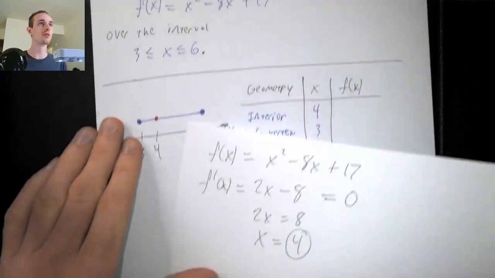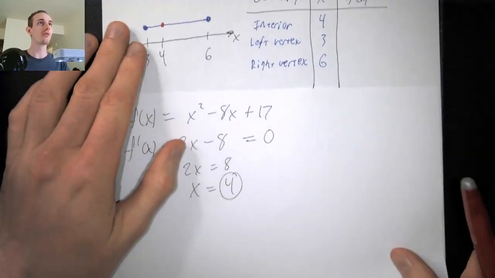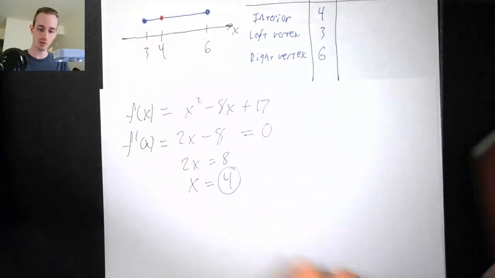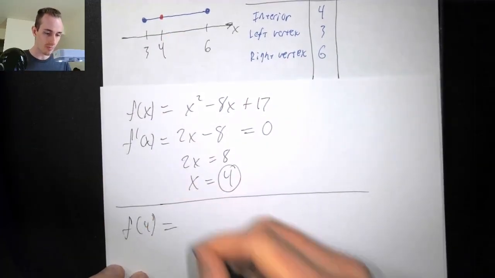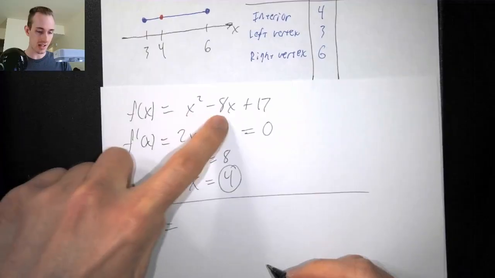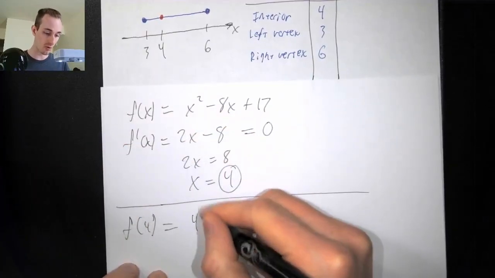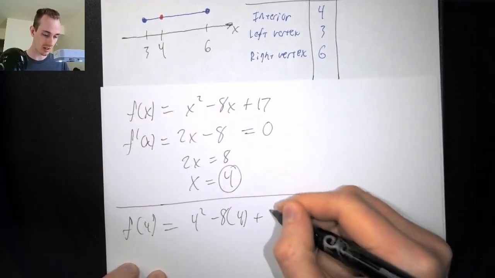I'll just go back to this one. We already have our function there. We're going to evaluate f of 4 first. F of 4, there we go. Now if f of x is x squared minus 8x plus 17, f of 4 must be 4 squared minus 8 times 4 plus 17.